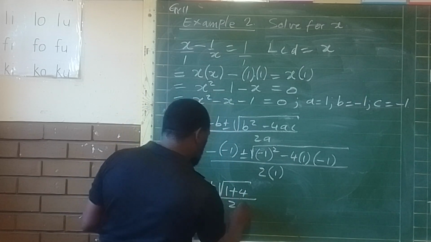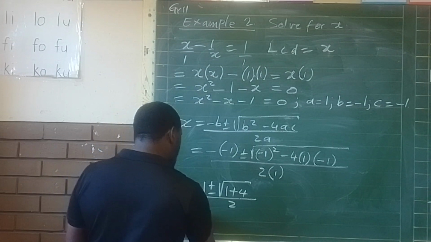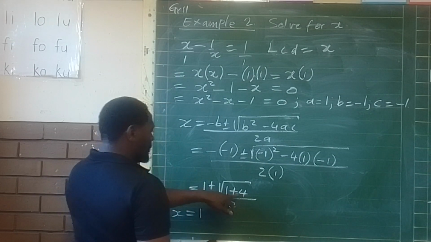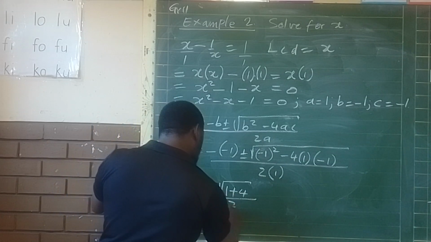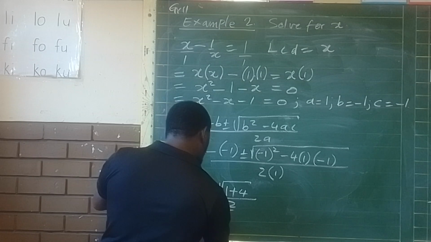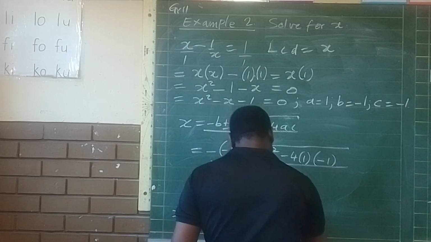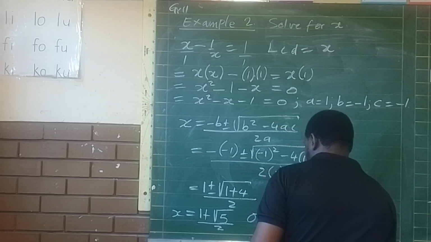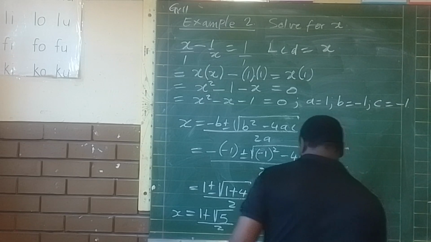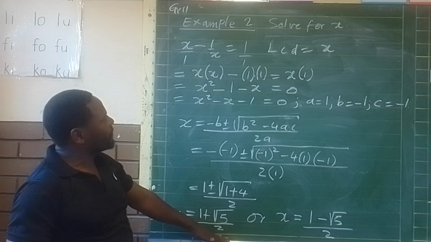All over 2. Now here you have your x is going to be 1 plus 1 is 5 here, plus the square root of 5 over 2, or x is equal to 1 minus the square root of 5 all over 2. These are your answers. This is the final step.